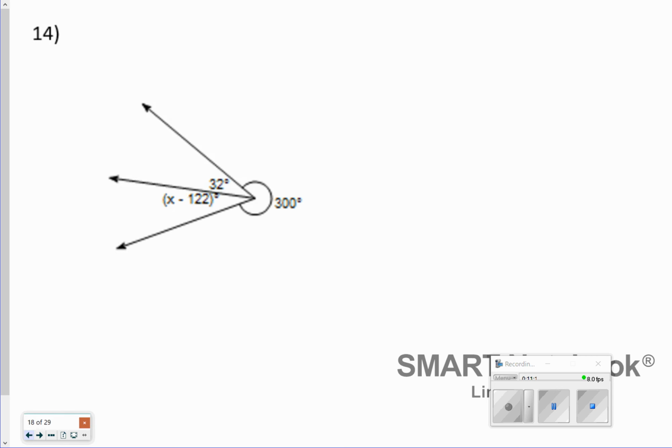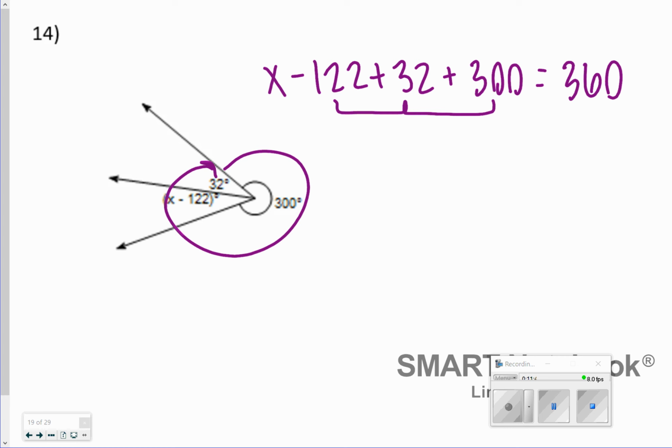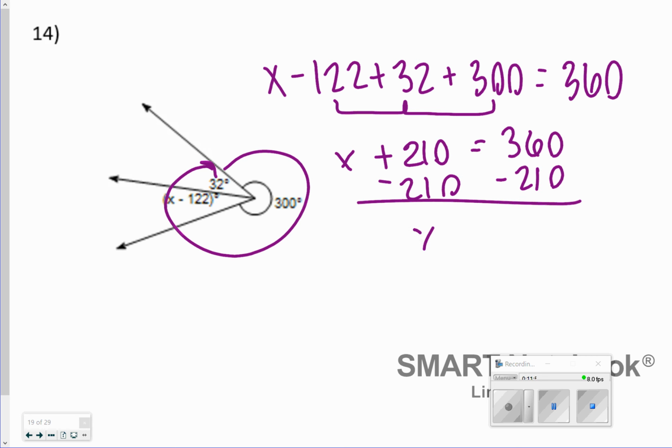And 14, notice this one goes all the way around. So these all should be equal to 360. So I wrote my equation like this. x minus 122 plus 32 plus 300 equals 360 degrees because it's making a full circle. I'm going to combine my minus 122, my plus 32, and my plus 300, and I'm going to get 210. So x plus 210 is equal to 360, and then subtract 210 from both sides. I get x is equal to 150 for number 14.